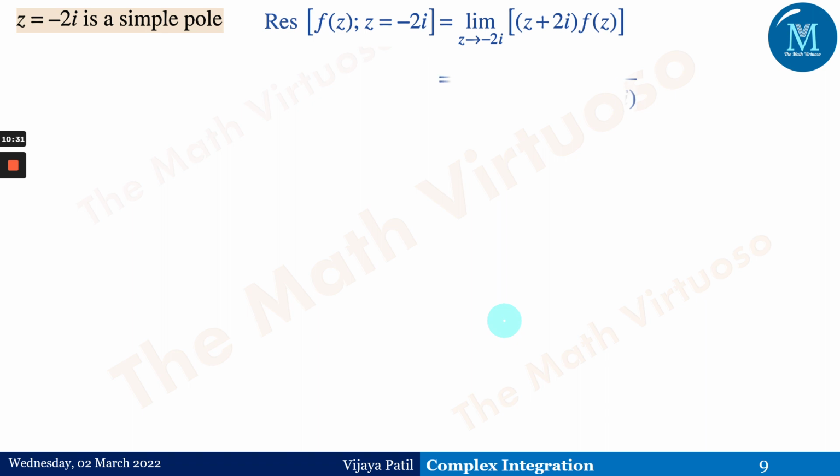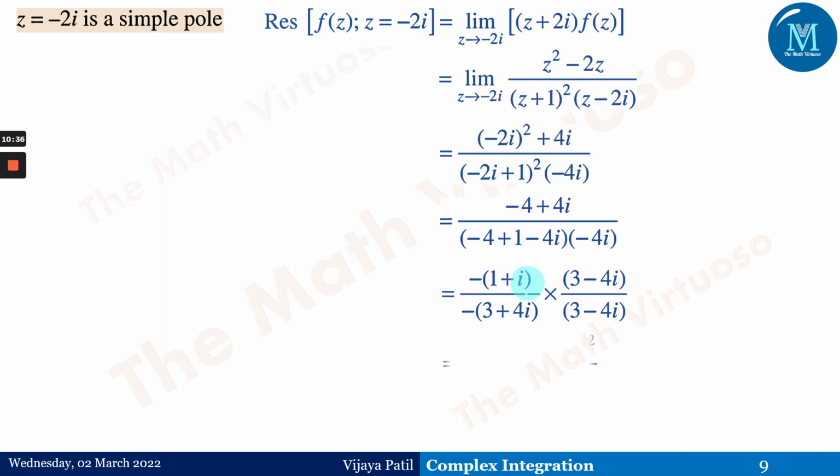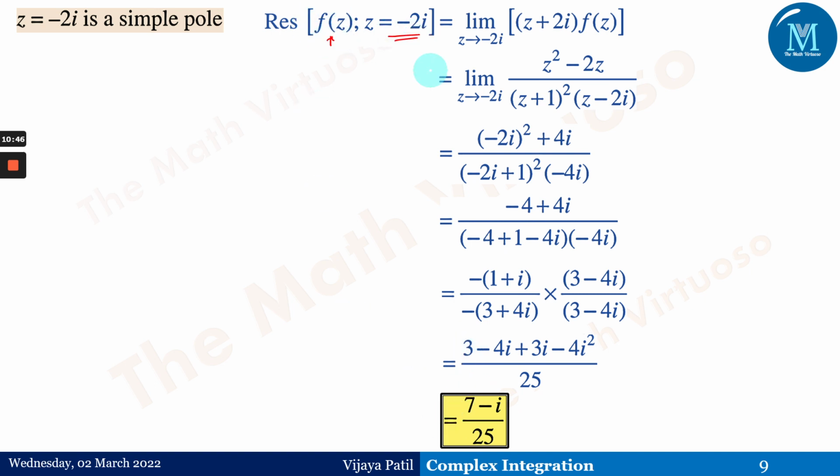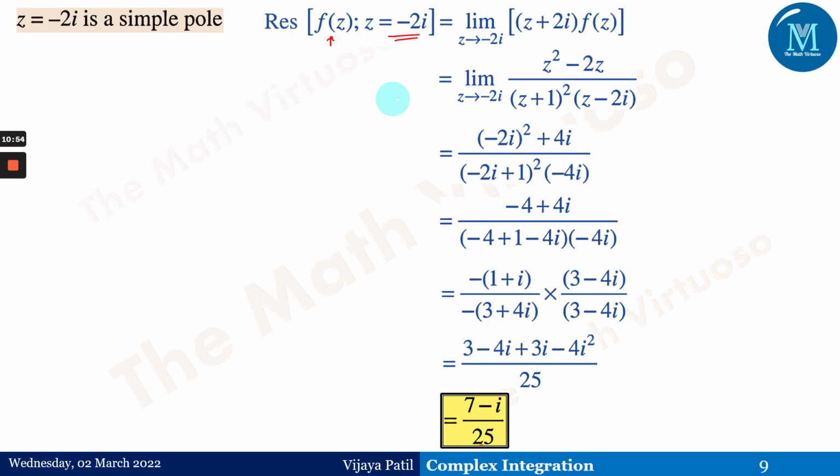Similarly, minus 2i is a simple pole. We can go ahead fast and quickly. You can just pause the video and try to get the answer, whatever I have on the screen, that is 7 minus i upon 25. Pause the video and try to get this, the residue of the function f of z at z equals minus 2i as 7 minus i upon 25. This is about z equals 2i as a simple pole.